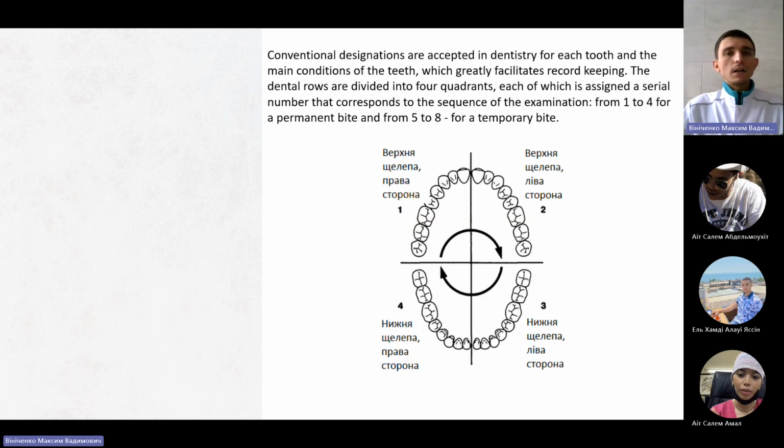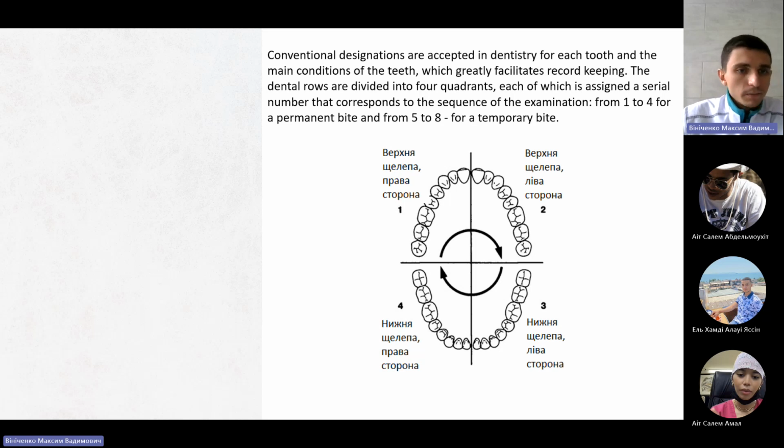Conventional designations are accepted in dentistry for each tooth and the main conditions of the teeth, which greatly facilitates record keeping. The dental rows are divided into 4 quadrants, each of which is assigned a serial number that corresponds to the sequence of the examination from 1 to 4. And if we talk about permanent dentition and we have a patient as a child, then it has from 5 to 8. So for example, it is the upper jaw right side.